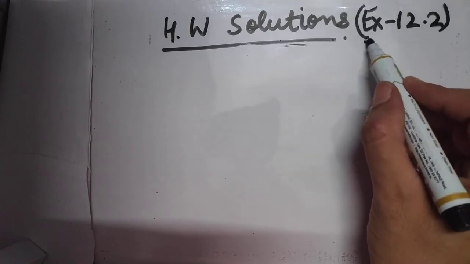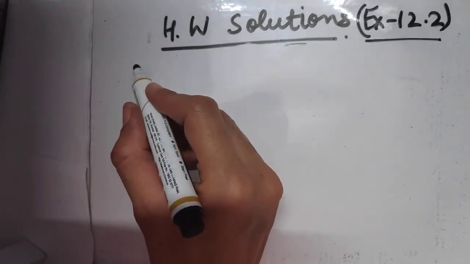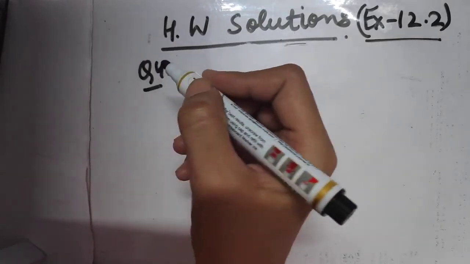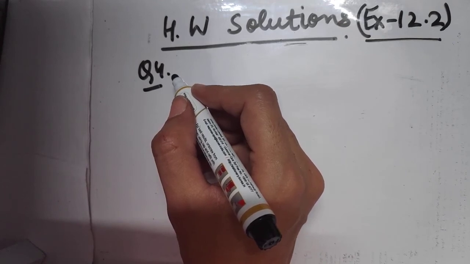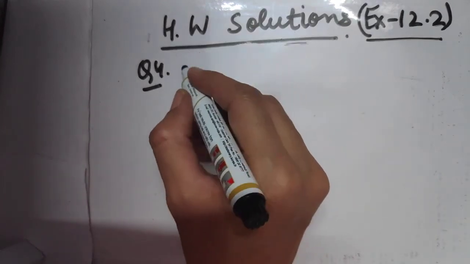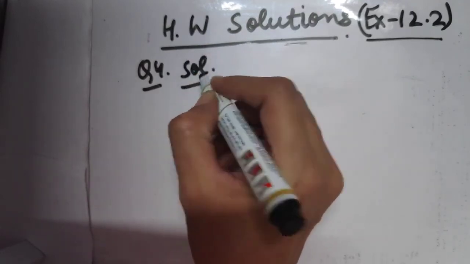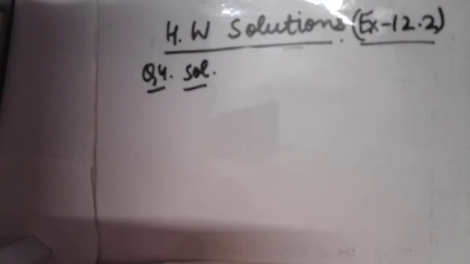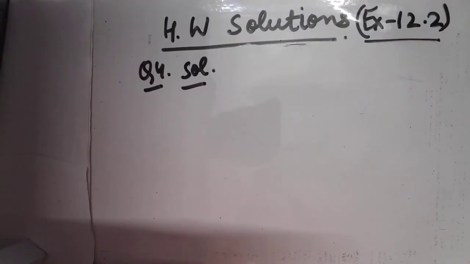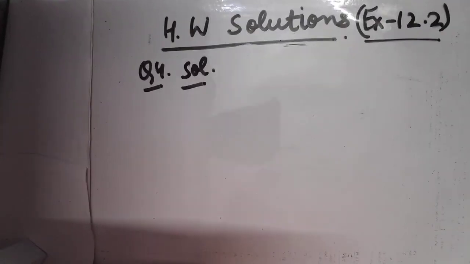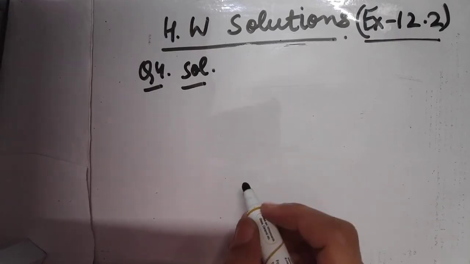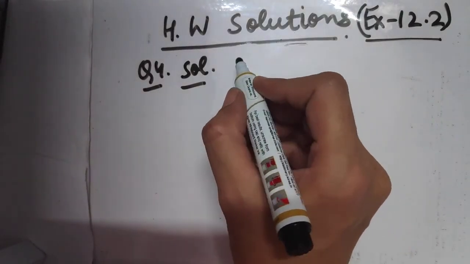Now I am going to discuss exercise 12.2, question number 4. Question number 4 is, in a stack there are 5 books, each of thickness 20 millimeter. I am doing the solution of this question number 4. I am reading the question first completely and then I will be solving it. The question is, in a stack there are 5 books, each of thickness 20 millimeter and 5 paper sheets, each of thickness 0.016 mm. What is the total thickness of the stack? We are supposed to find the total thickness of the stack. So I am doing the solution.